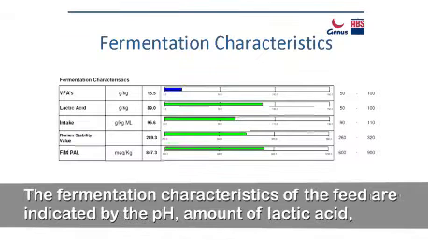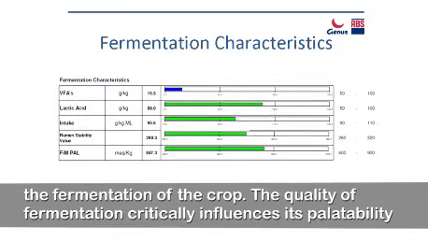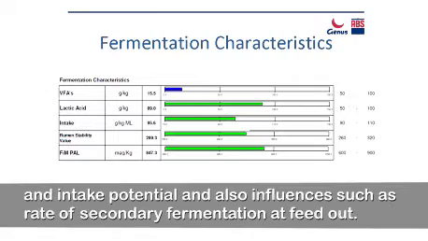The fermentation characteristics of the feed are indicated by the pH, the amount of lactic acid, the amount of volatile fatty acids and so on, which provides information regarding the quality of the fermentation of the crop. The quality of fermentation critically influences its palatability and intake potential, and also influences factors such as the rate of secondary fermentation once the crop is fed out.